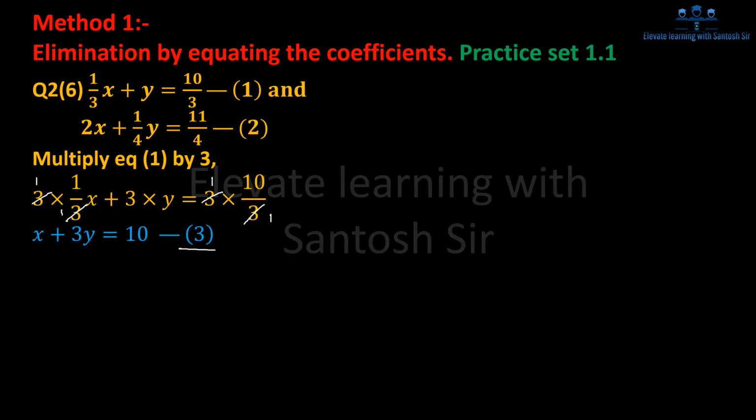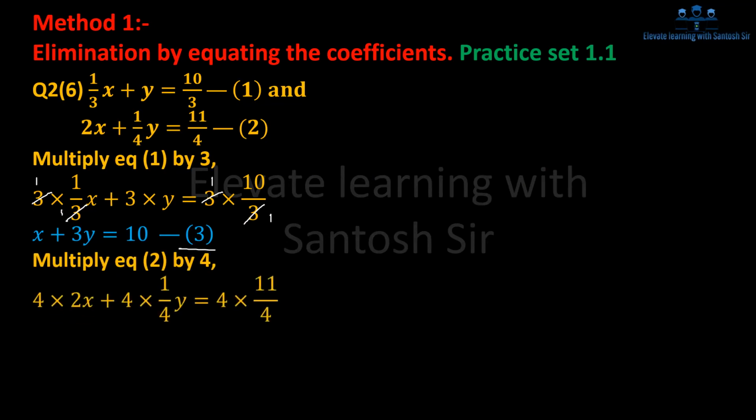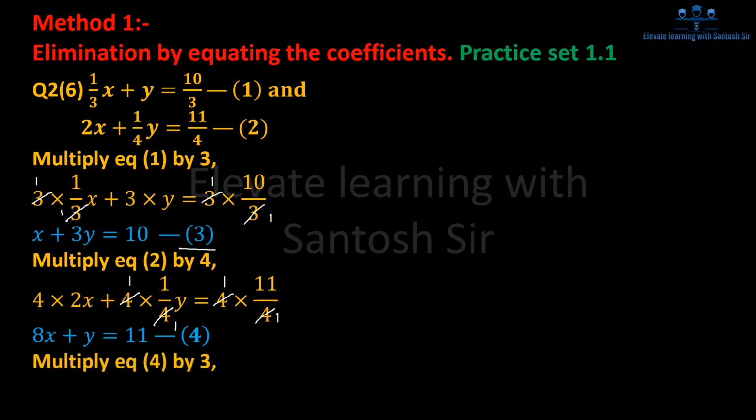Can you think of a number which can eliminate the denominator of the second equation? Yes. We can multiply second equation by 4. If we do so, we can cancel out the 4's and we can get rid of the denominators. We will get 8x plus 11y is equal to 4 as the fourth equation. Now, once again, the coefficients are not same, so we will have to make them same. What we can do here is, we can multiply equation 4 by 3. If we multiply equation 4 by 3, we will get 24x plus 3y is equal to 33.